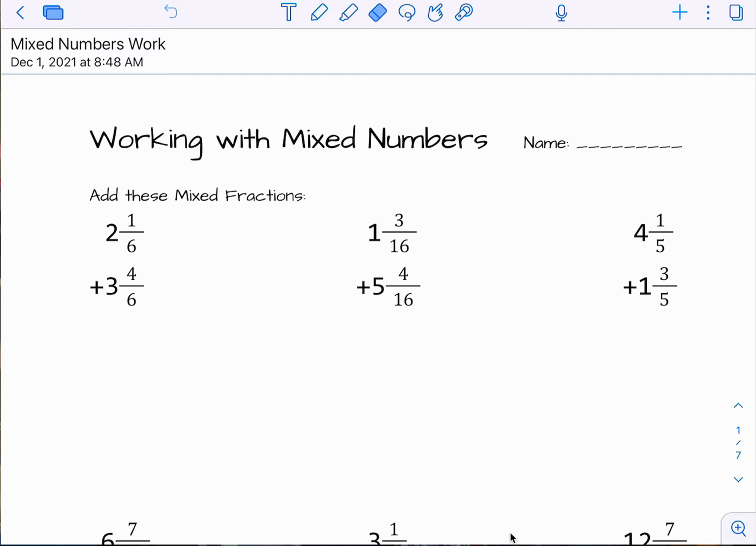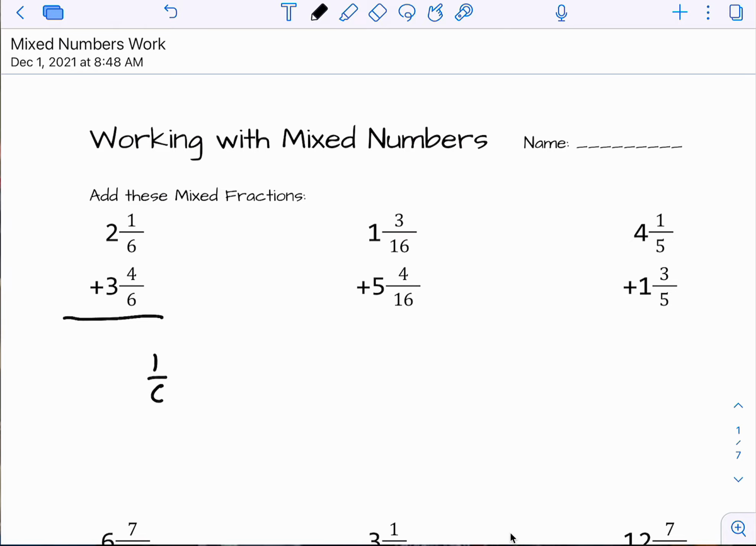This video is about adding mixed fractions or mixed numbers. Okay, so again, the steps are the same. We always say you work first with the fractions, and then you add or subtract the whole numbers. So again, same rules apply as far as adding fractions.